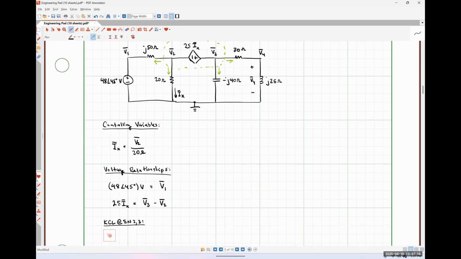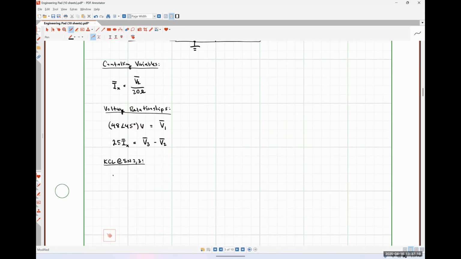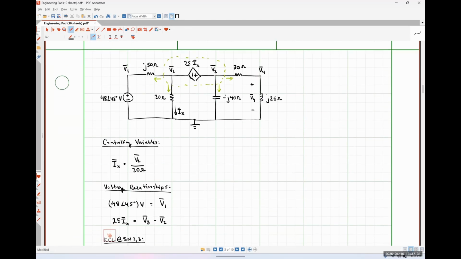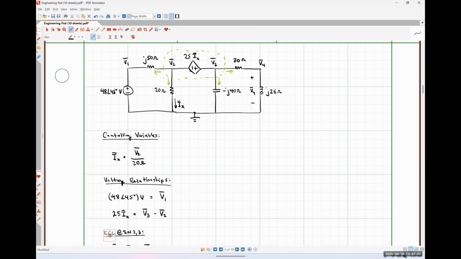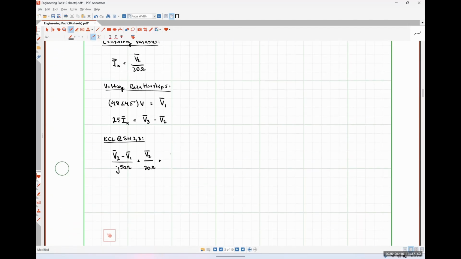And that's going to look like V2 minus V1 over J50, plus V2 over 20 ohms. Yep. Plus V3 over negative J40 ohms. And then plus V3 minus V4 over 30 ohms. I'm going to set that equal to 0.